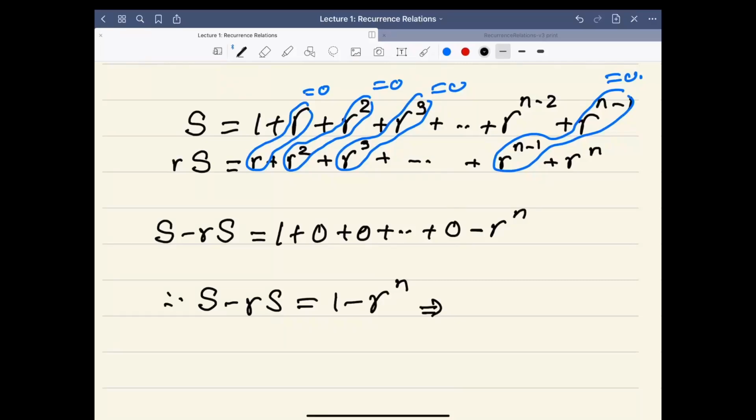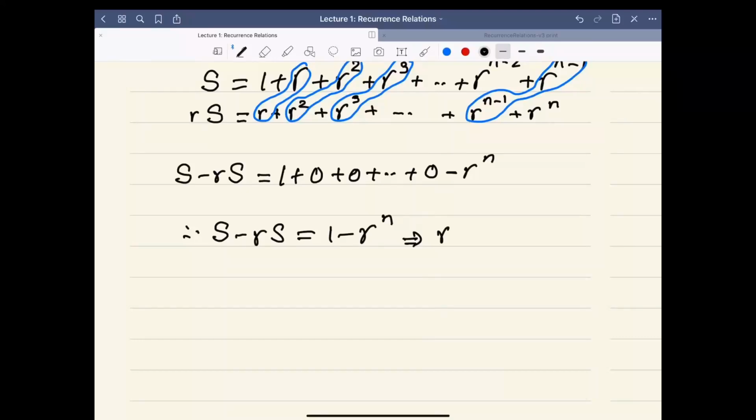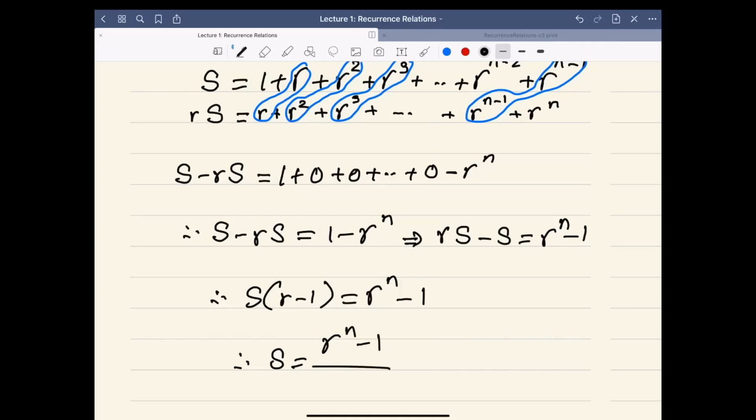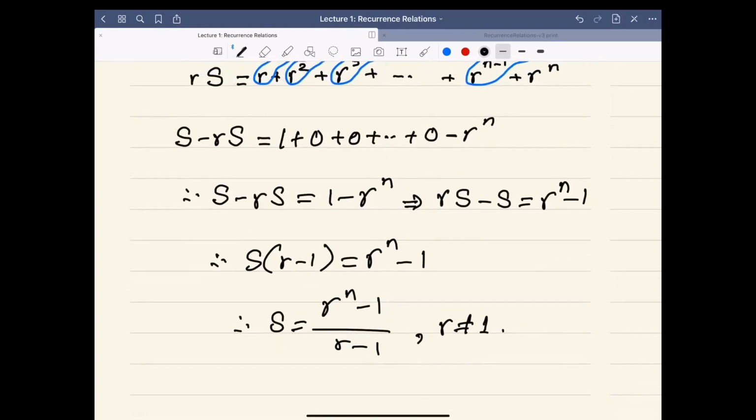Now you arrange, multiply both sides by a negative number. So we will have rS minus S equal to r^n minus 1. So therefore, take S as common, so it will be S times (r minus 1) is equal to r^n minus 1. So S is equal to (r^n minus 1) over (r minus 1). And remember, r should not be equal to 1. And this is the equation that we are going to use for the geometric sequence.